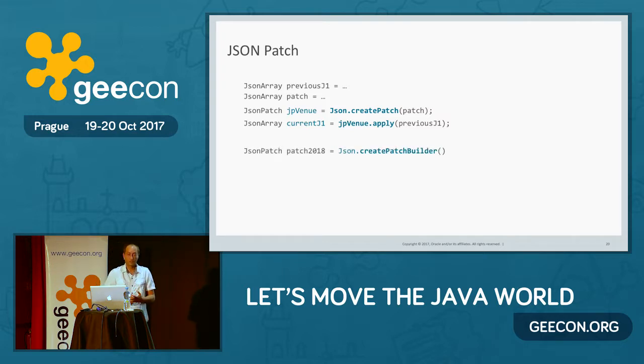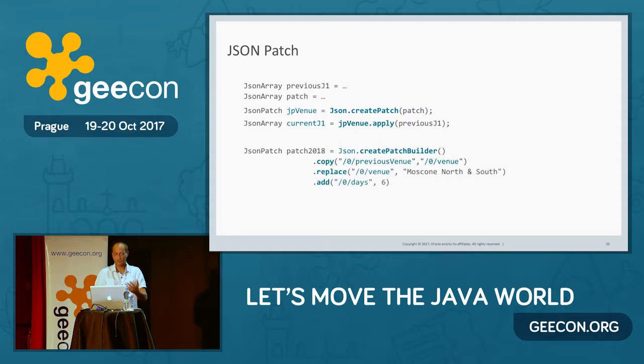Or you can also use the patch builder with predefined operations. So there's an API which allows you to define particular operations. So here we want to copy previous Vanny to Vanny, replace the Vanny with something else, and add a new property called base. And then we can build the patch and apply it.